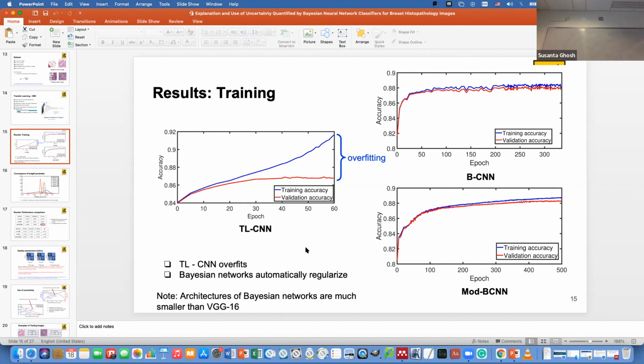If I can just add, as long as the prior to the Bayesian network is Gaussian, you can have an L2 regularization for CNN that will give you an equal performance to Bayesian network. So it largely depends on the prior and the type of parameter that you choose. If I change the prior to be something else, then I'll have to find another regularization technique to make it equal.